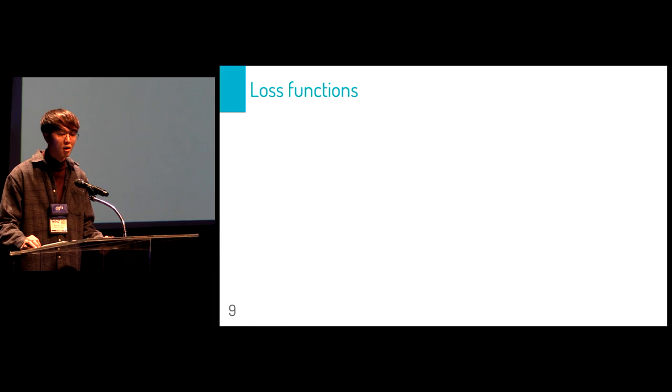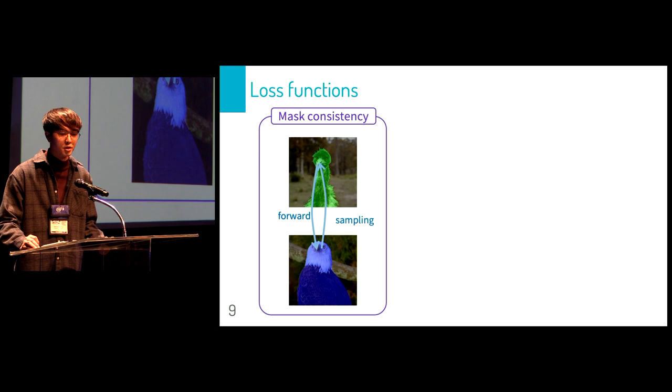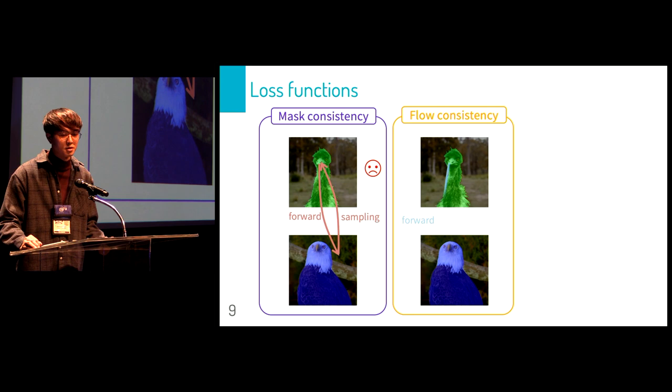Lastly, we design three loss functions. Mask consistency prevents foreground from matching to background. Flow consistency penalizes when forward and backward flow are not consistent. Smoothness regularizes our flow field.